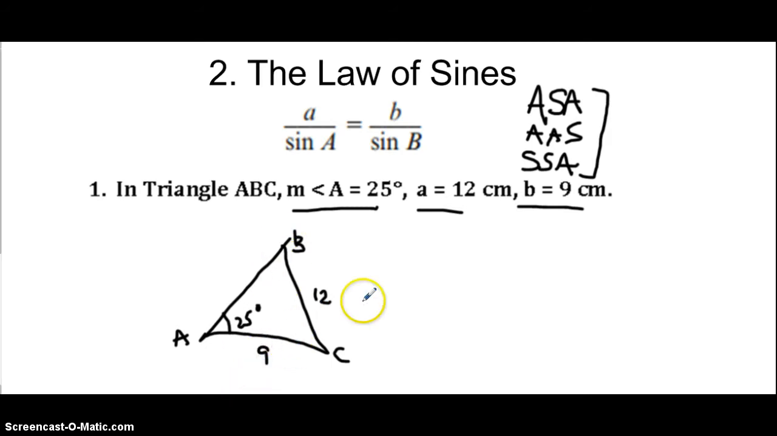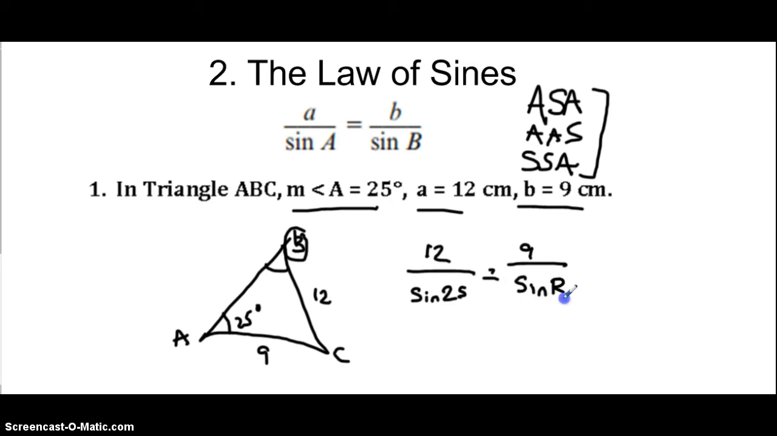All right? Once again, the question is not exactly written here, so let's say I'm going to try to find out what angle B is. Okay? So if we want to find out what angle B is, we have to set up our ratio. So it's A over sine A equals B over sine B. So it's the side, 12, over the sine of that side, sine of A, equals B, which is 9, over the sine of angle B, sine of B. So the angle over here is our variable. That's what we're trying to solve for.